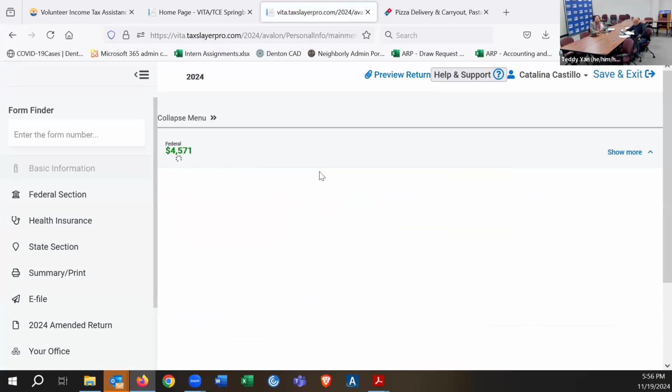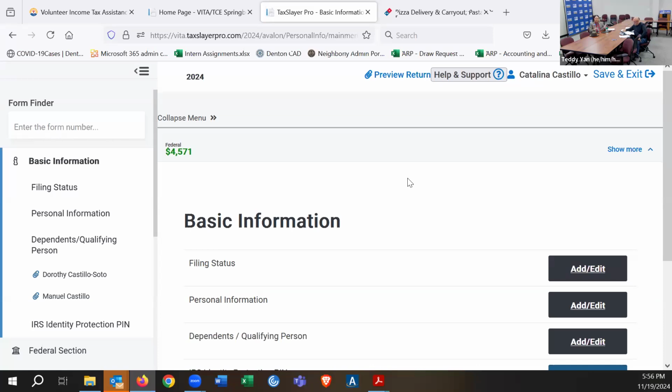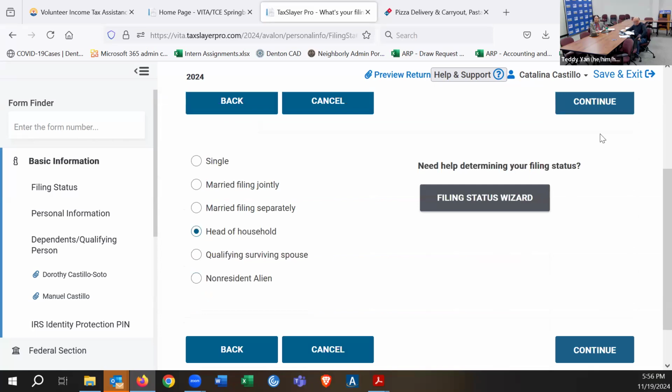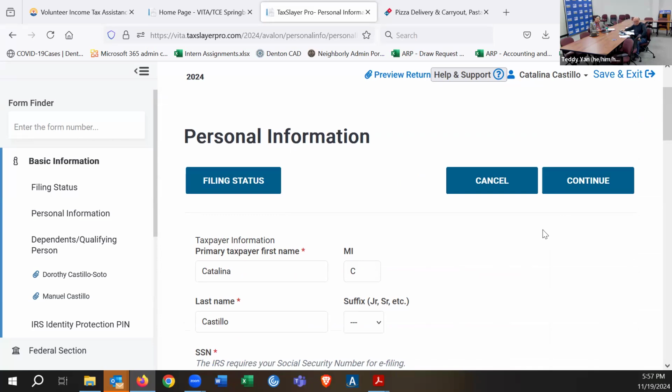So why don't we go through this as though I was quality reviewing this return. So we've figured out dependency and filing status, so I can just go through the filing status real fast and say, cool, head of household it is, then we'll continue. What name did you all put for her? I say as it's on screen. Catalina C. Castillo. Her social security number imported, and it's valid for work only with DHS authorization number, which means a couple of things.